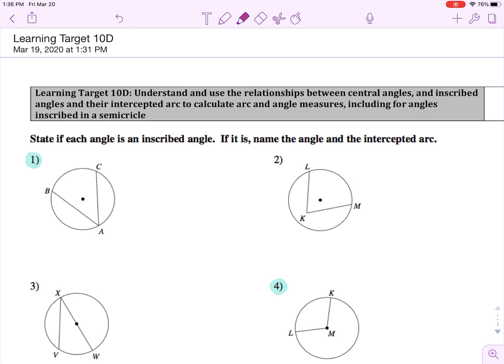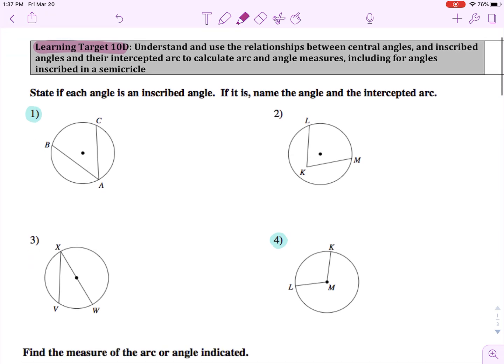All right, so we are going to review Learning Target 10D. Hopefully you watched my video on inscribed angles before you started this, just to refresh your memory. It says, understand and use the relationships between central angles and inscribed angles and their intercepted arc to calculate arc and angle measures, including for angles inscribed in a semicircle.